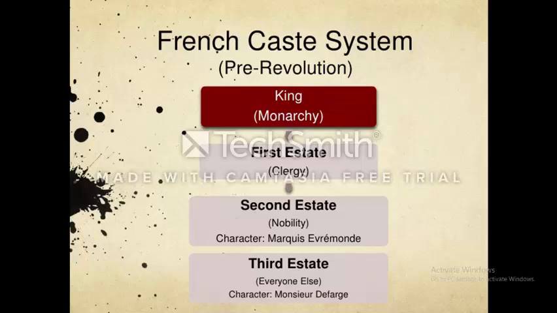French caste system, pre-revolution: the king, the monarchy; first estate, clergy; second estate, nobility, represented by Marquis Evremond here in the novel; third estate, everyone else, like Monsieur Defarge.